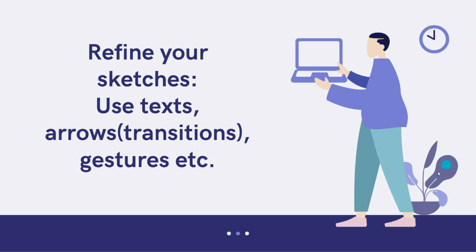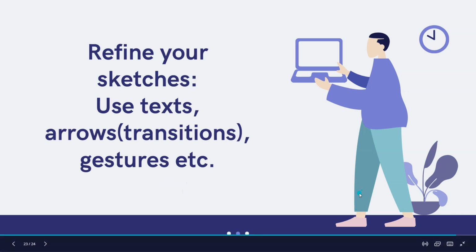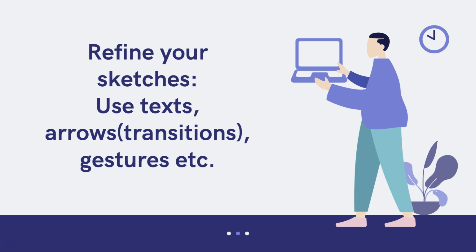Okay. Once you have done all that and shared your sketch with your peer designers, or let's say your client, you must be getting some feedback, right? Some positive feedback, some negative feedback, some areas of improvement. You can use all of those feedbacks and reviews to refine your sketches. You can use text. Very important, you can use arrows and gestures. Now, arrows essentially denote the transitions.